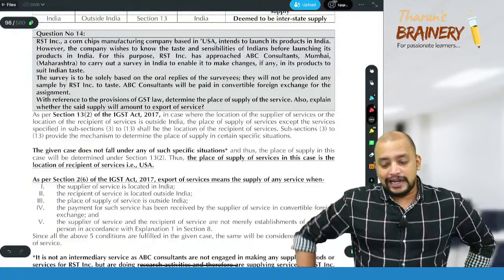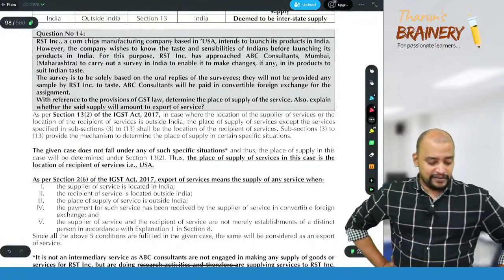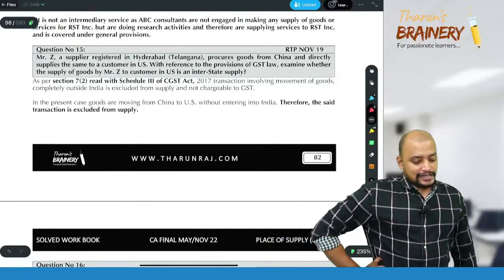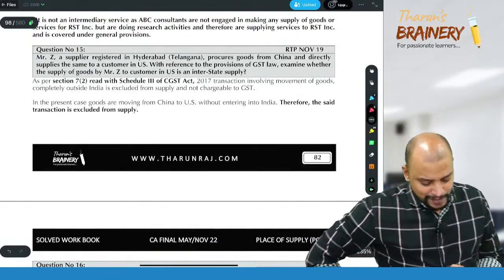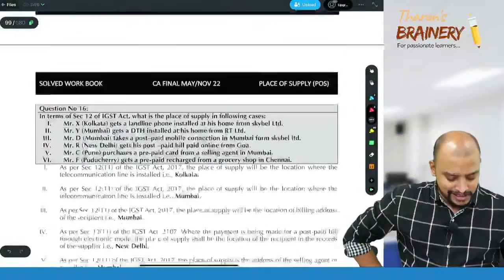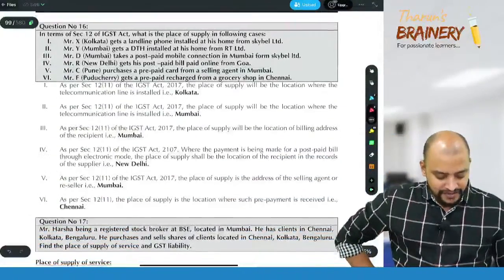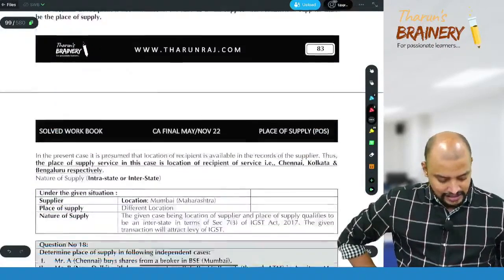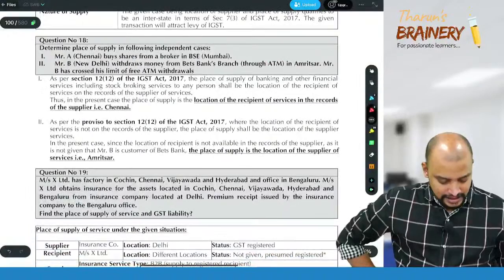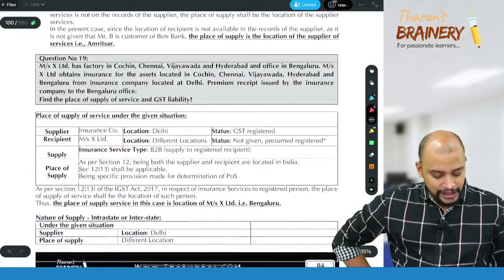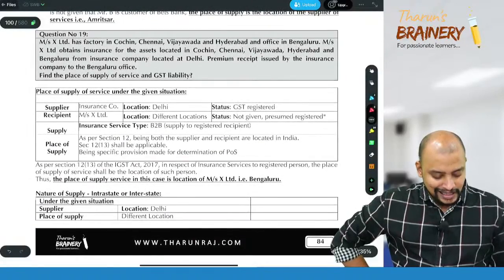Then next, question number 14 we completed. Look into question number 15. Mr. Z, this you can do directly, it's not that difficult a question. Even question number 16 also, 15, 16, 17, then 18. Now look into 19.